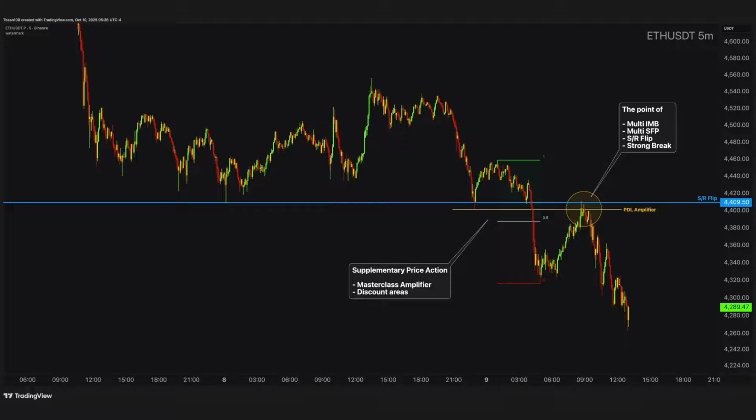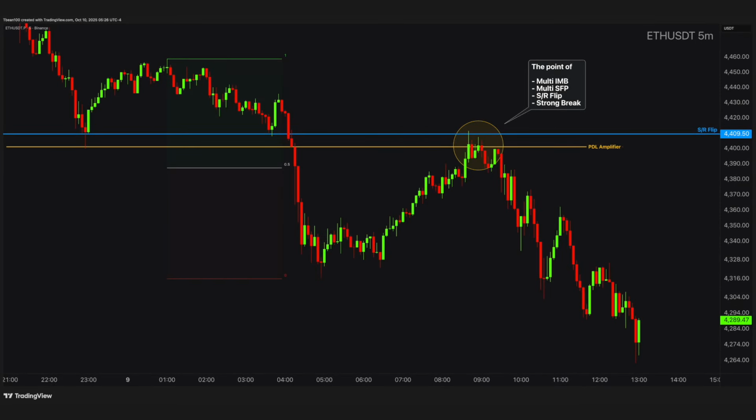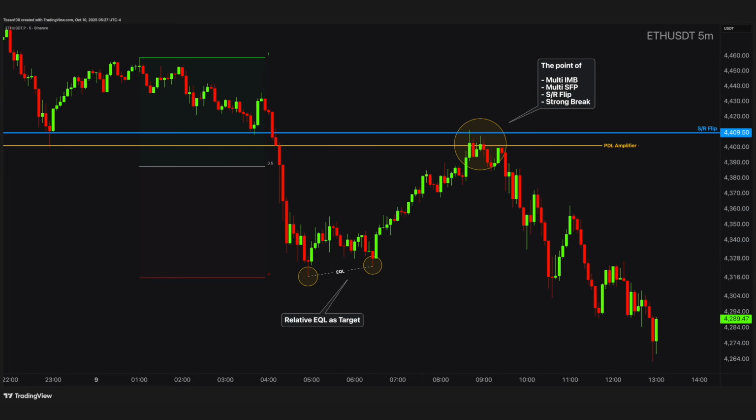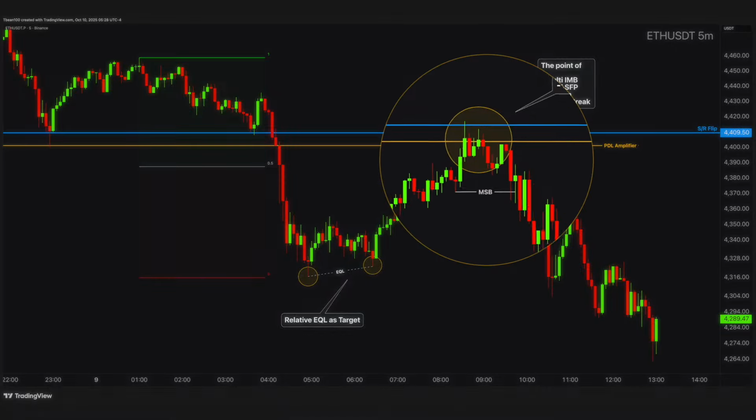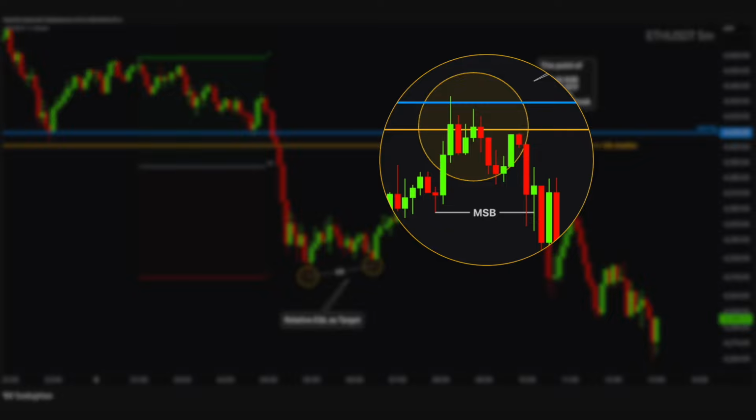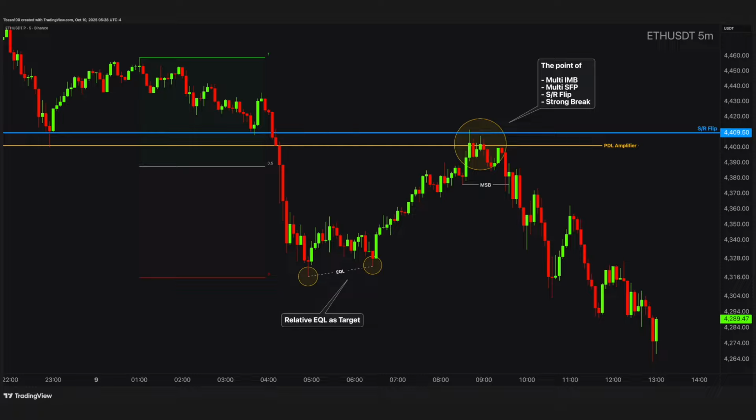Let's zoom in on this area and talk about how you can actually take trades here. The first thing I look for is whether we have a clear target below or not. And these relative equal lows make a really solid target to aim for. In our trading zone, if you take a closer look, there is a clear 5-minute market structure break going down. And that right there is your signal to enter a trade.